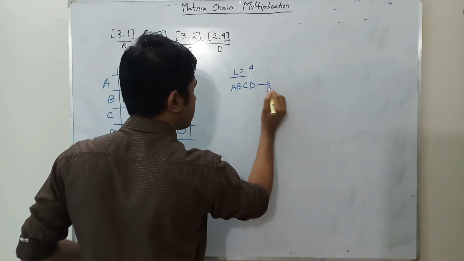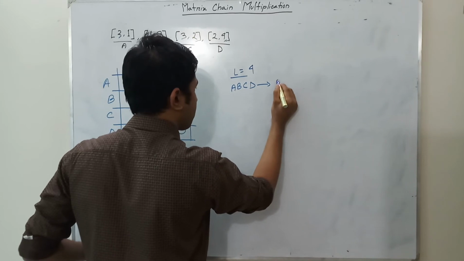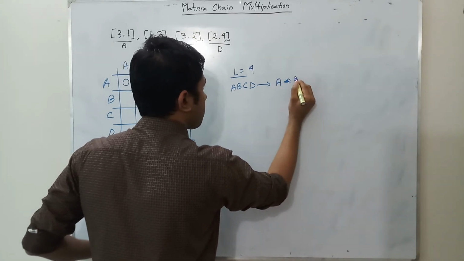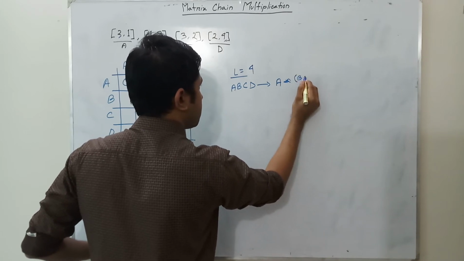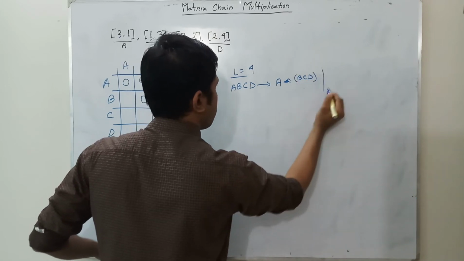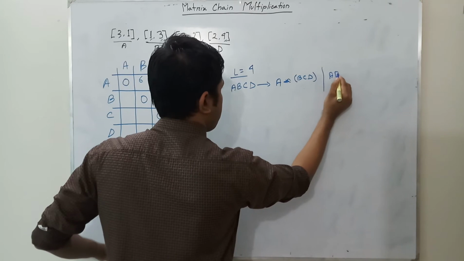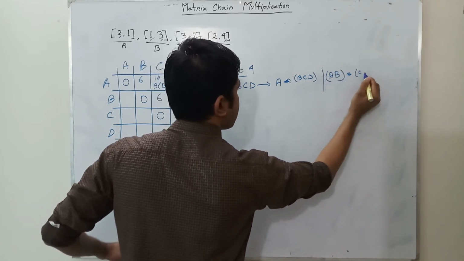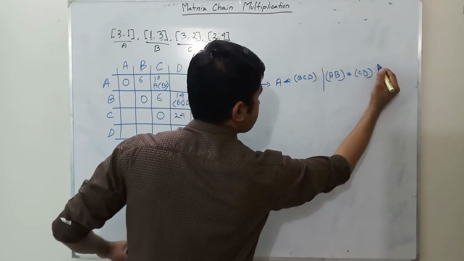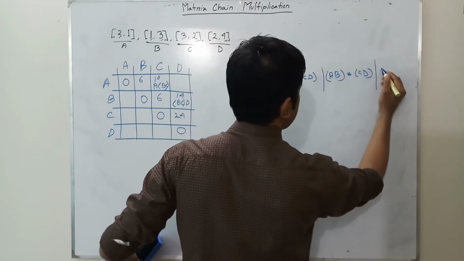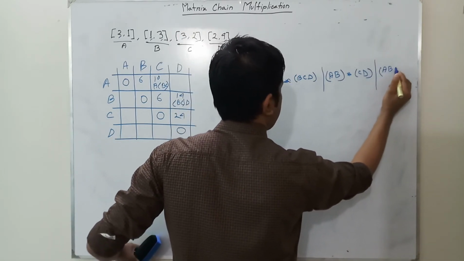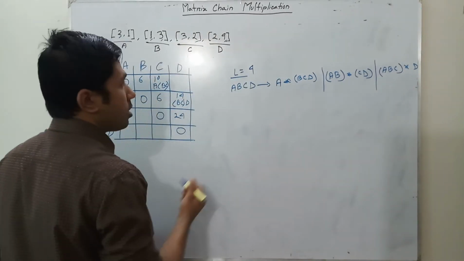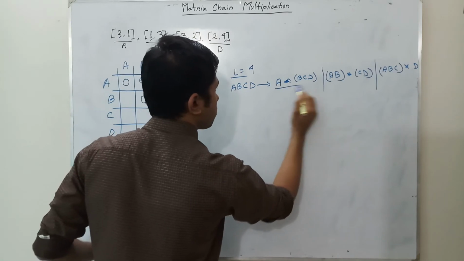And this we can multiply either this way, B, C, D, or first AB, then multiply the resulting matrices with CD, or we can also do ABC into D. Now we will first see how many operations we need in this way.